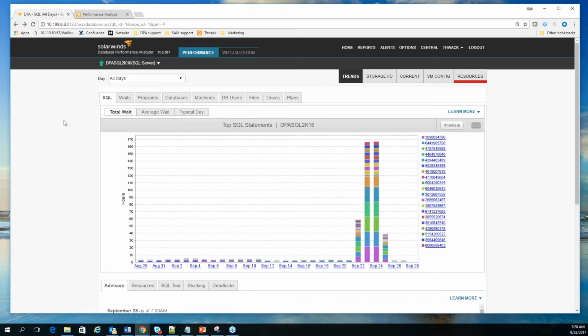Now, keep in mind, I'm definitely not saying feed the beast. There are certainly licensing considerations to take into account when you're adding processors, because most major database vendors do license at the core level, so just be cognizant of that.